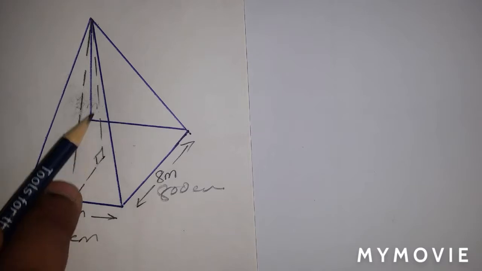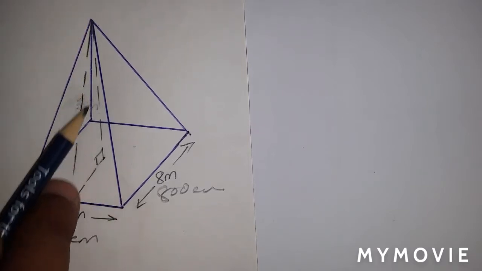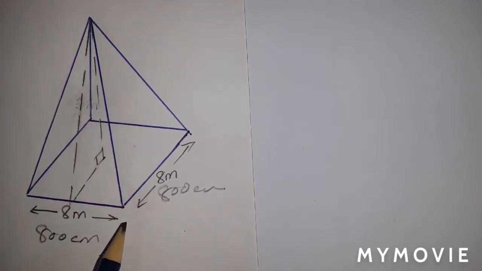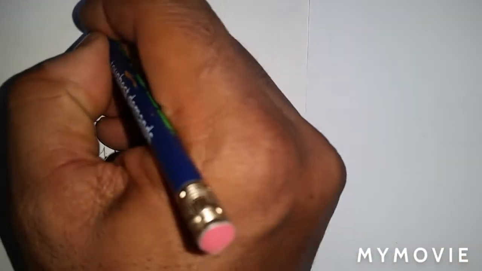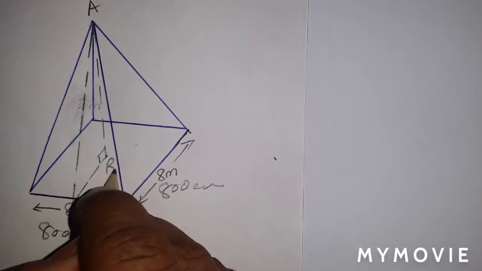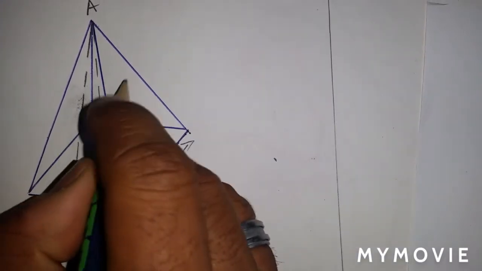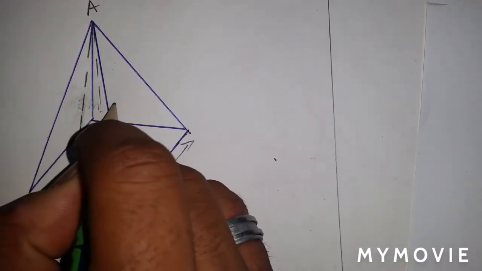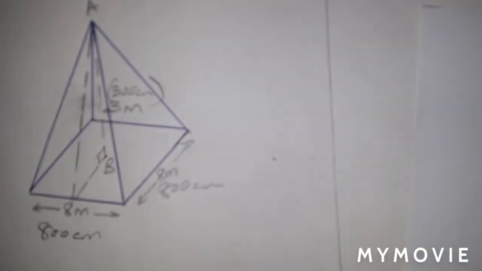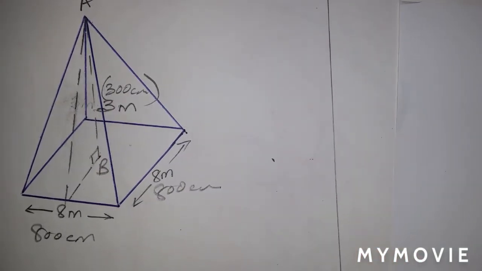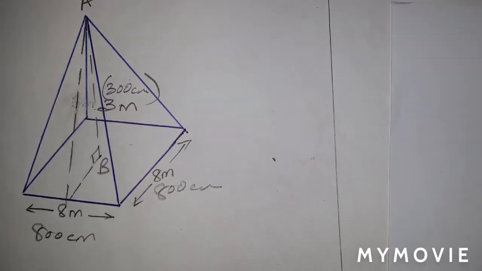Now we're told that the vertical height of the pyramid is 3 meters. At this distance here, let's say AB, the length of AB is 3 meters, or it's the same as saying 300 centimeters if that is required. Okay, so we have the dimensions of the pyramid.